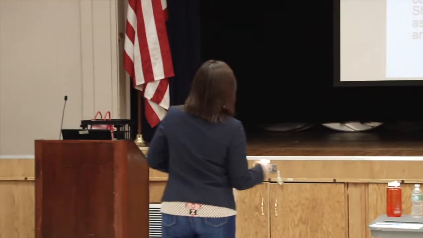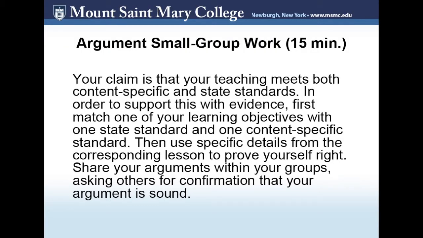So, in these next 15 minutes or so, in the first breakout group, you just broke out your component parts, right? So now I want you to start this process of building your argument. And again, this is a mini argument. It's just the piece about the essential literacy strategy or whatever it is that your exam is dictating to you. So again, you know the claim. The claim is that your teaching meets both content-specific and state standards. In order to support this with evidence, first match one of your learning objectives with one state standard and one content-specific standard. Then use specific details from your corresponding lesson to prove yourself right. Share your arguments within your group, asking others for confirmation that your argument is sound.